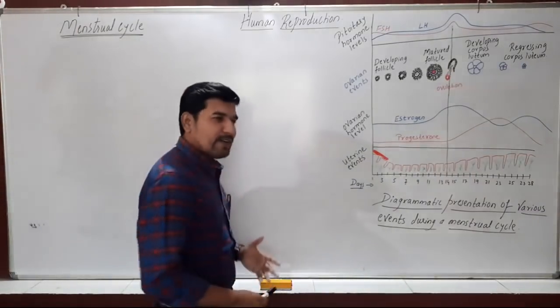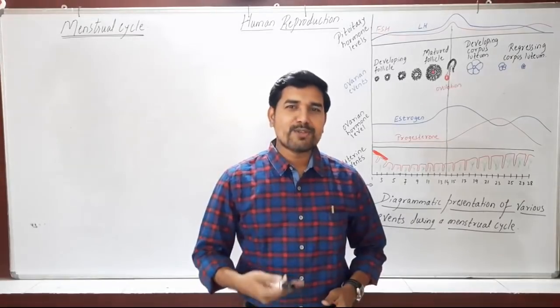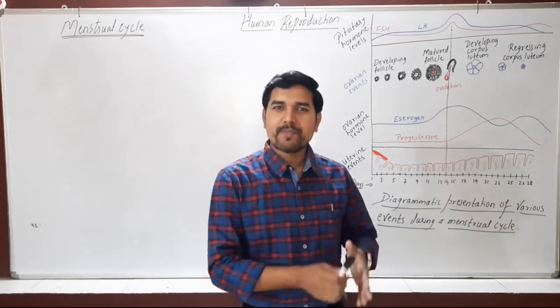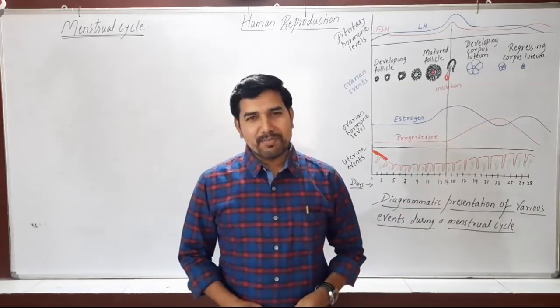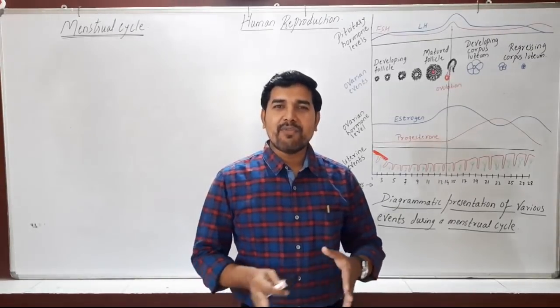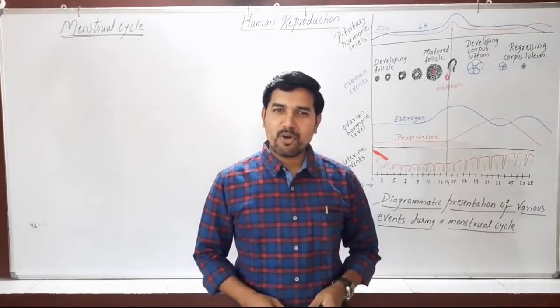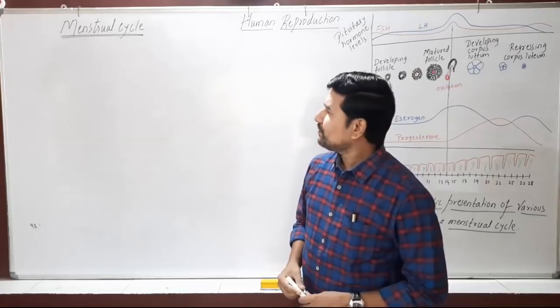In the first part we study the definition of the menstrual cycle, the phases of the menstrual cycle, what is menarche and menopause, and then the last part, the diagrammatic representation of the menstrual cycle, where exactly the events that occur in the female reproductive system with respect to the hormones. Now first look at the definition of the menstrual cycle.